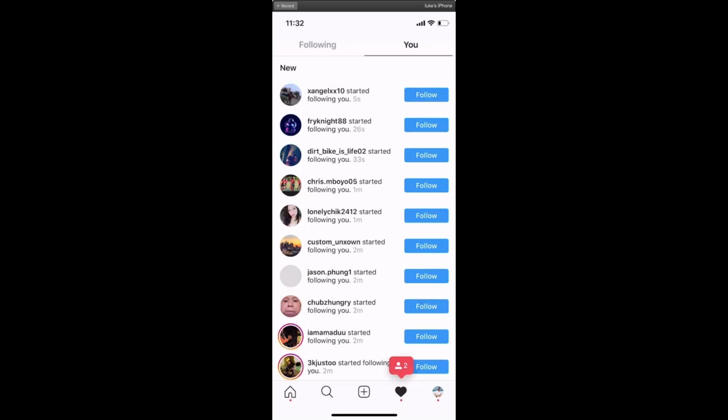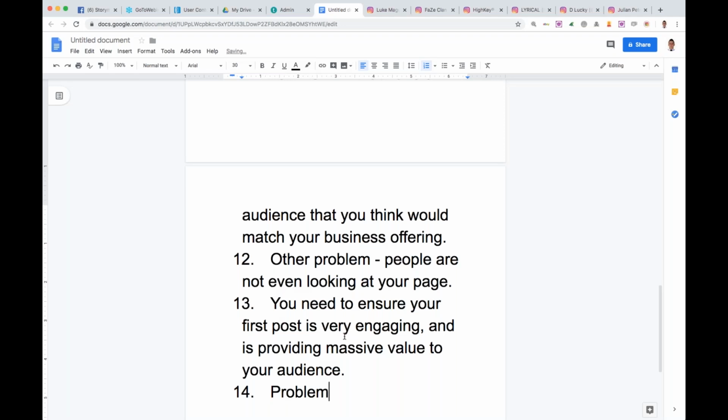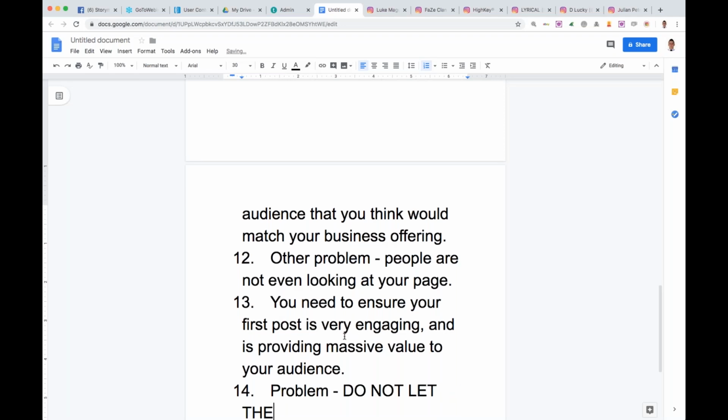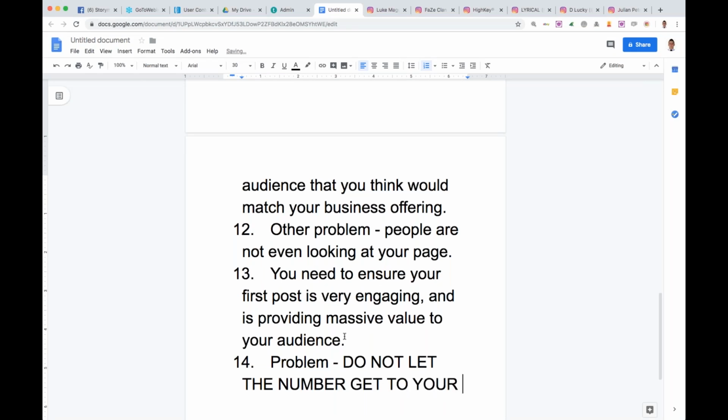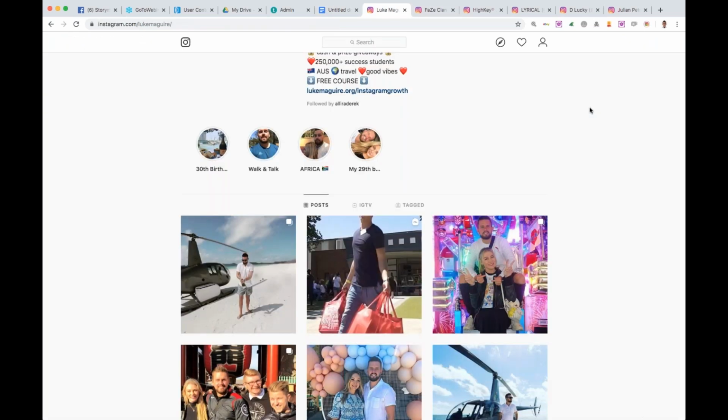But the one thing I really want to push to you guys here is the problem: do not let the number get to your head. People get addicted to getting follower numbers, fan numbers. They look at the number on their Instagram account and they think this justifies who they are as a person.